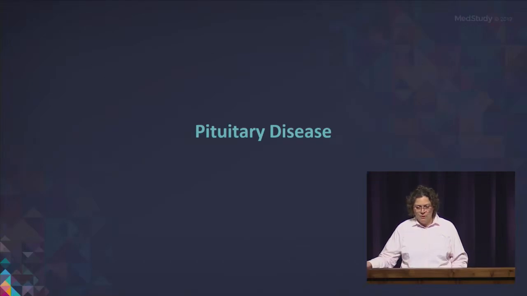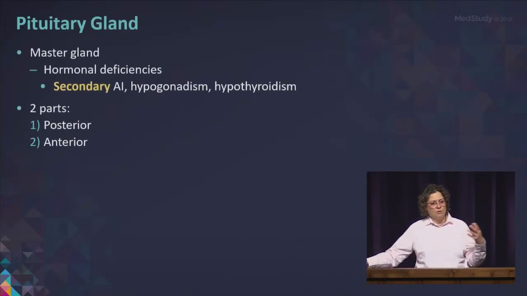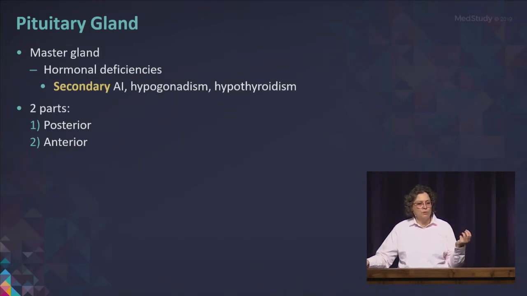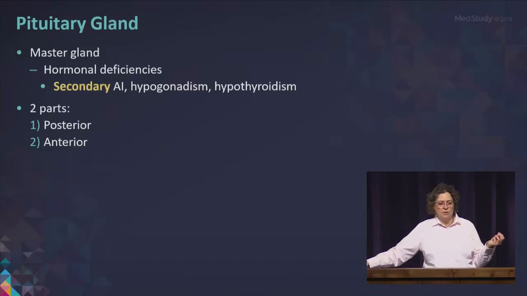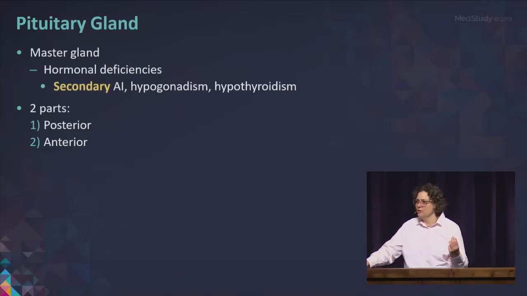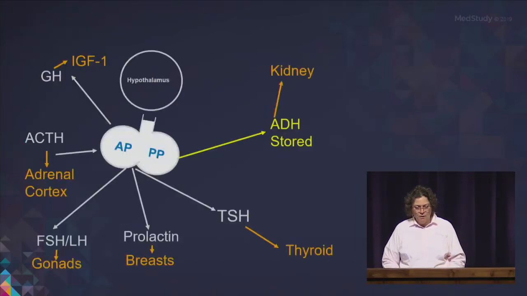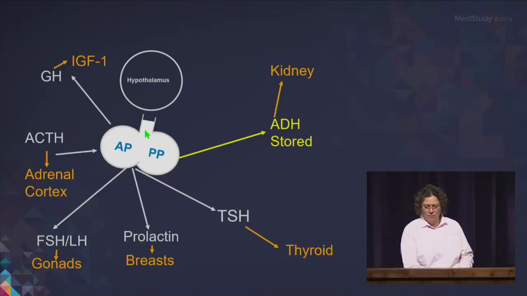So when we talk about pituitary disease, we're going to talk about the pituitary gland, which is considered the master gland. And again, when you talk about hormonal deficiencies, the terminology is going to be secondary hormonal deficiencies when they come from the level of the pituitary. The pituitary has two parts, the posterior and anterior pituitary. For those that are visual, I will have pictures in there to show you. And so when we talk about the pituitary gland, we have the anterior pituitary, which is here, and it's 6 hormones that it makes.